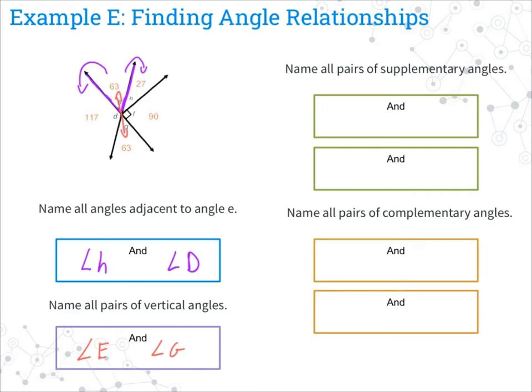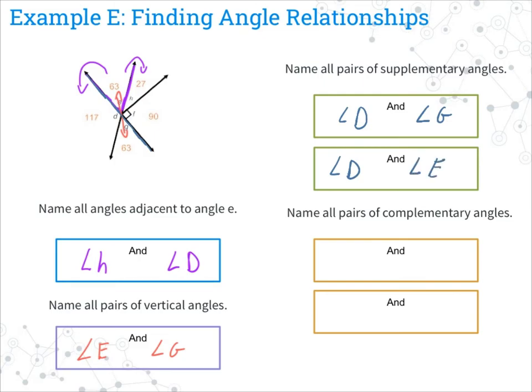Going over to the right-hand side, now name all the pairs of supplementary angles. So again, we're looking for things that are going to add up to 180. So looking at our angles here, there's only a couple that are going to be able to add up to 180. 27 plus 90, not so much. 27 plus 63, no. 90 plus 63, no. So the only things that can add up to 180 are this 117 and 63. And we can see that's angle D and angle G. However, those aren't the only 117 and 63 combinations. We could also add 117 from D and 63 on E because they are vertical angles. So angle D and angle E are also supplementary angles.